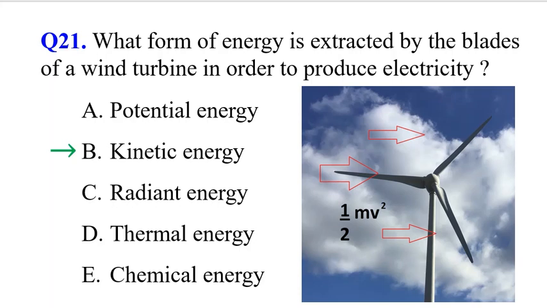What form of energy is extracted by the blades of a wind turbine in order to produce electricity? The moving air, the wind, is kinetic energy, not the potential energy, not the radiant, thermal or chemical. So your answer is B.